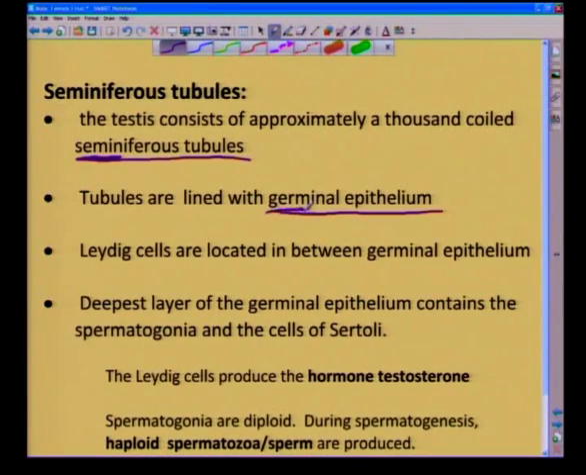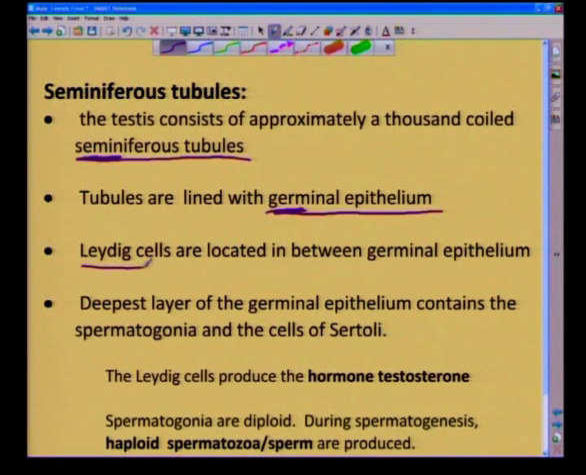You have this germinal epithelium. Now think of the word germinal, to germinate. That means for a seed to grow. So this is where your sperm cells are produced, by the germinal epithelium. Very important, you have the cells of Leydig, or the Leydig cells. And what do they do? They're located between the germinal epithelium, and their function is to produce testosterone. And testosterone is what a male needs.